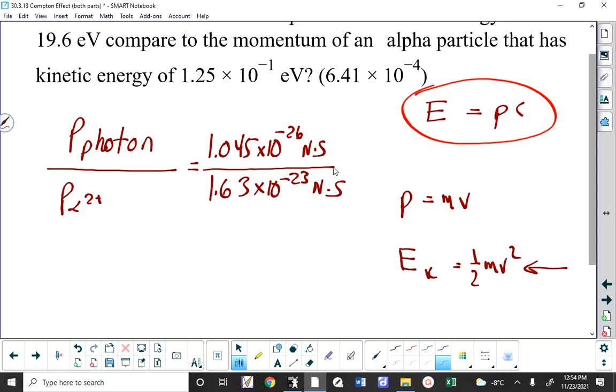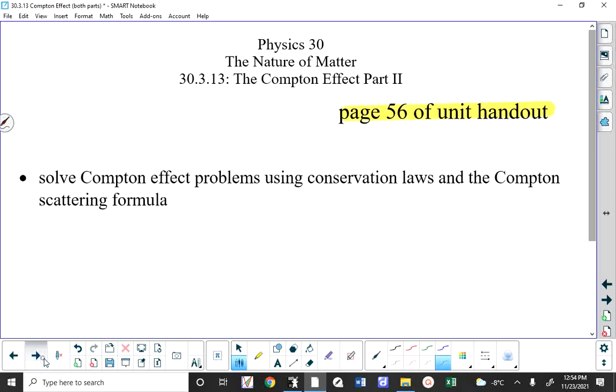All right, we're going to move on and take a look at the second part of the Compton effect. This is on page 56 of your unit handout. I know that at the top of page 56 it says the Compton effect part 1. That's a typing mistake. It should say part 2.